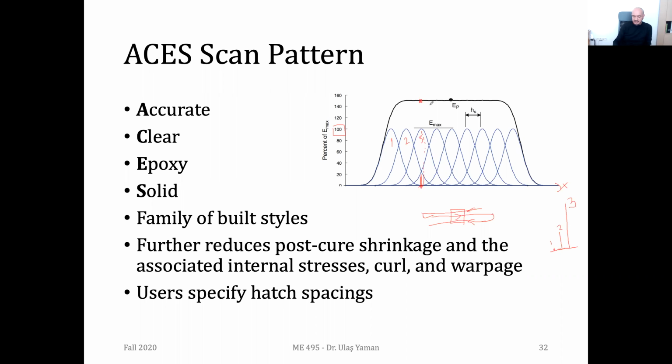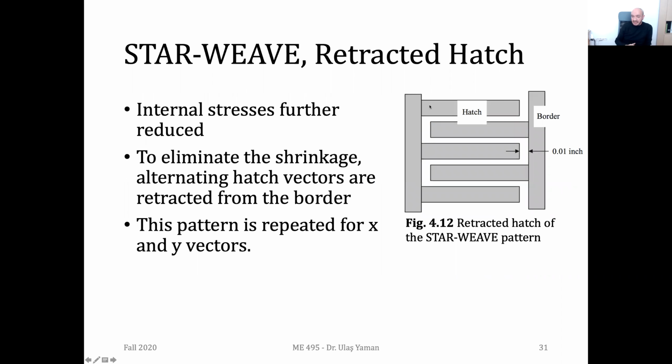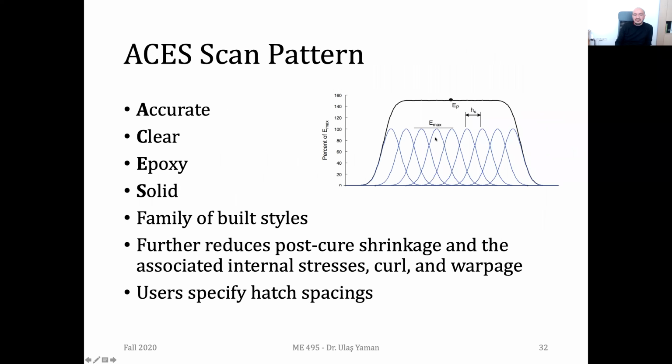Another issue, you need to use such patterns again, but this time you will be going through the same hatch 3 times. If you do not apply the ACES pattern, then you will be going through this hatch 1 time. That's enough. But if it's an ACES pattern, you need to do it 3 times. You can also pass 4 times, 5 times, but this will result in higher fabrication times. So 3 is the best value. People have done some experiments and they came up with this value 3.